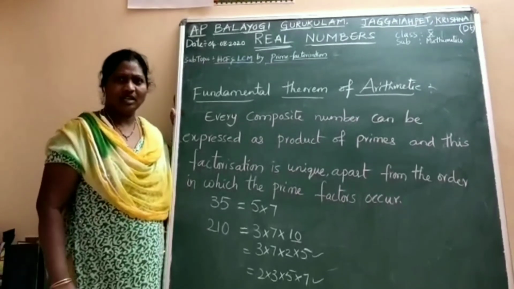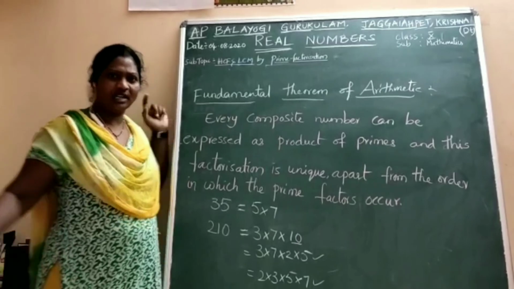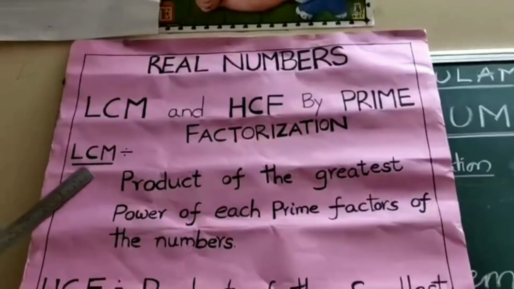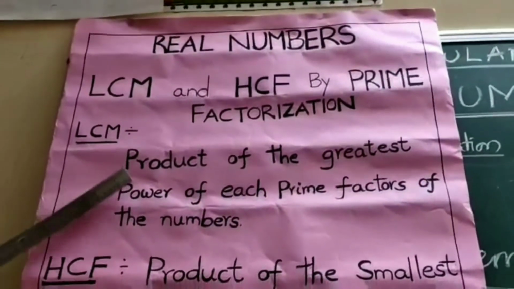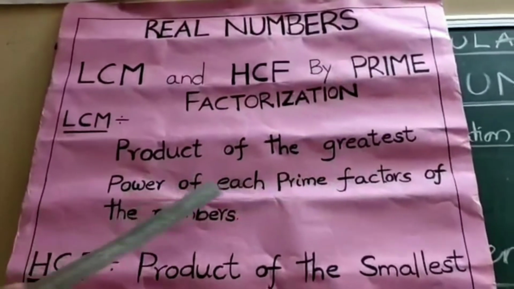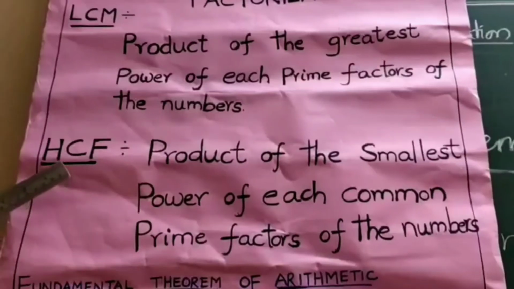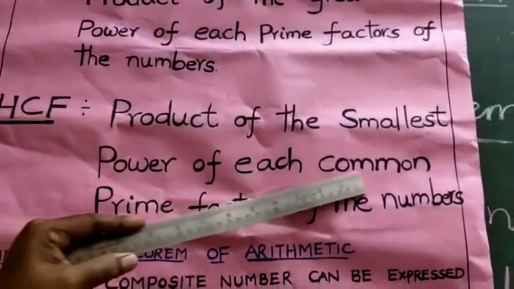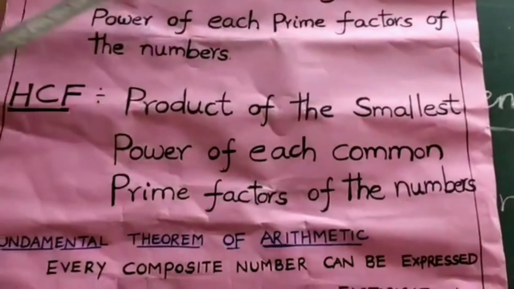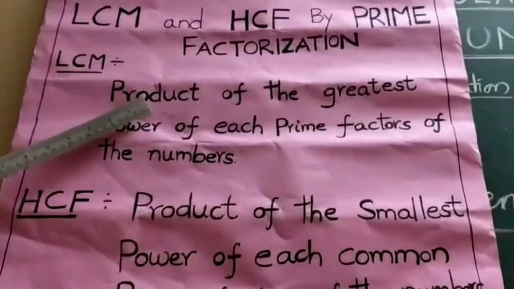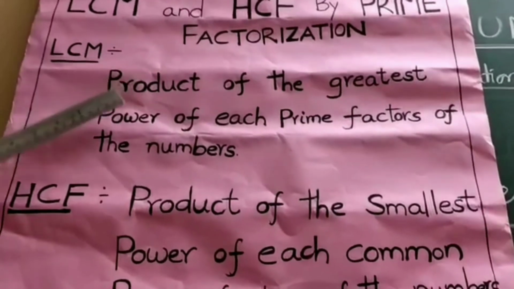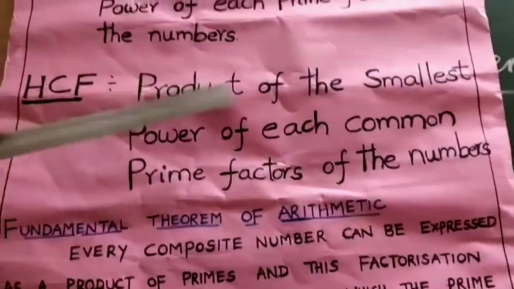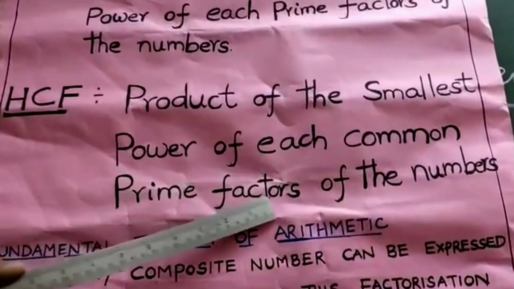Okay children, understood? Now I am going to show you the chart about the real numbers. LCM and HCF by prime factorization. LCM equals the product of the greatest power of each prime factor of the numbers. HCF is the product of the smallest power of each common prime factor of the numbers. Here no need to write the common ones, we don't have any common factors, but only write the greatest power of each prime factor of the numbers. But here we have to take the product of the smallest power of each common prime factor of the numbers.